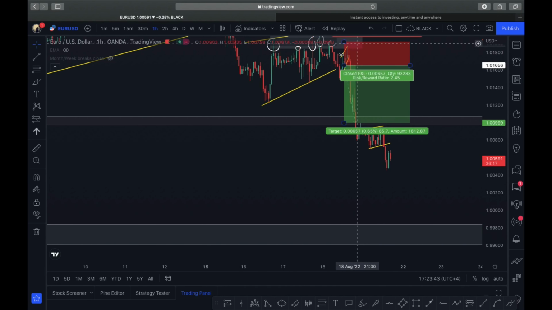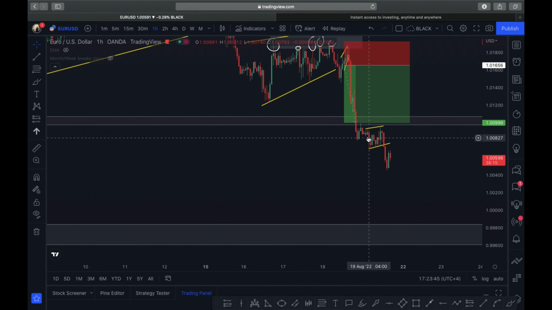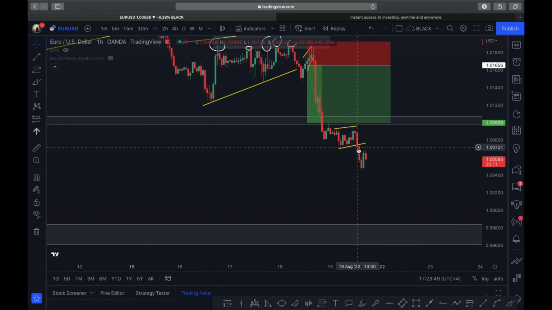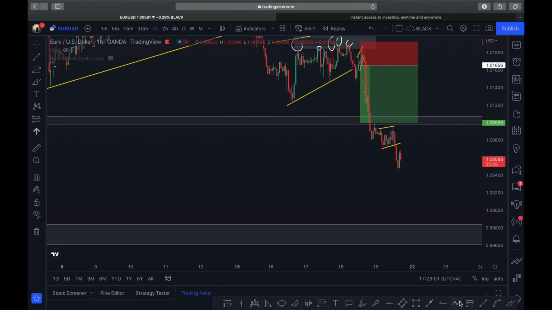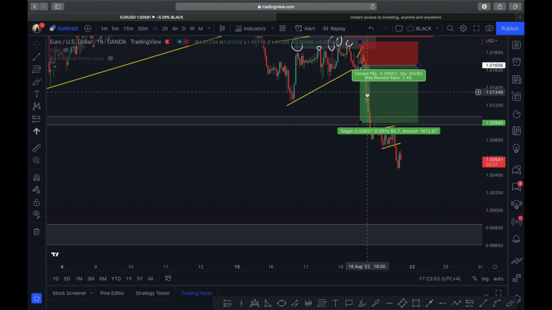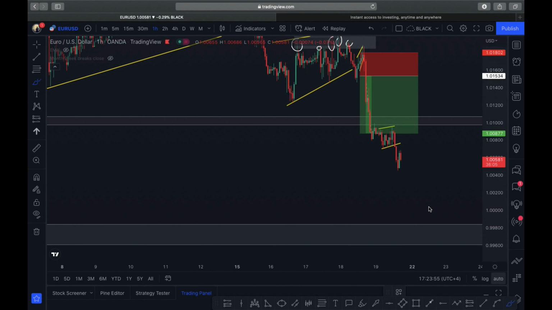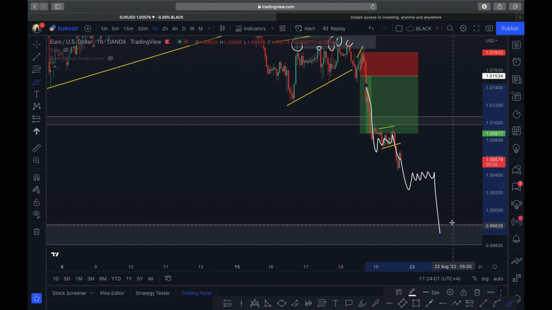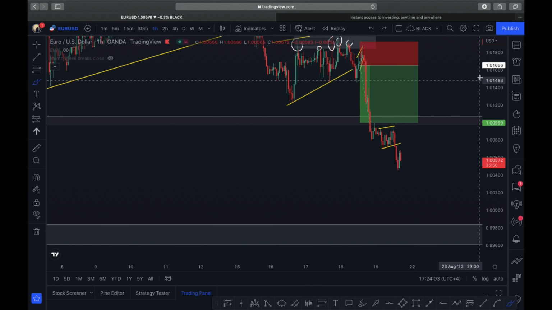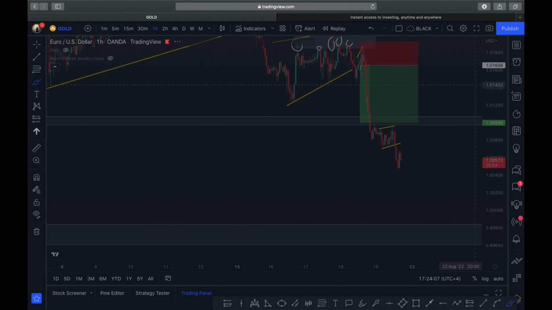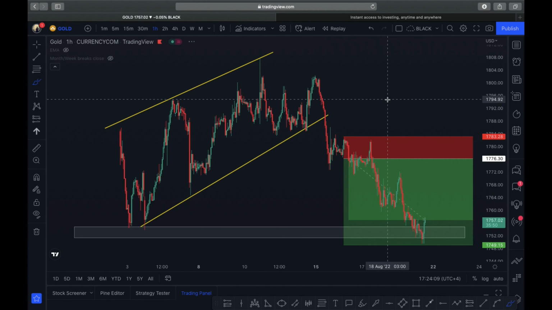Even if you miss this entry, this was a second opportunity: a break, a correction, and then a break of this pattern. This is the same structure that we saw right here. There's an impulse, there's a correction, and then the market is going down. This is how the market moves. So this is our first analysis on EURUSD. Let's jump onto gold and see how gold also played out.